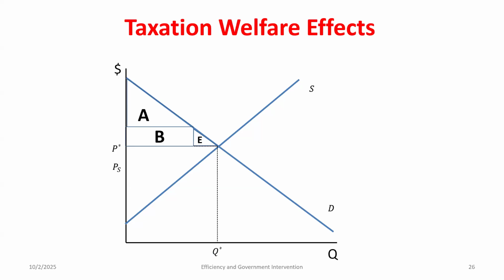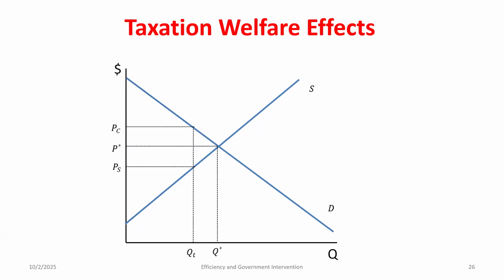I'll go through this kind of quick. You could probably even piece this together based off of what we've talked about. But before a tax, what was consumer surplus? This triangle on top, the area between price and demand, A, B, and E. Well, we looked at this a lot in other examples already. Producer surplus, C, D, and F.